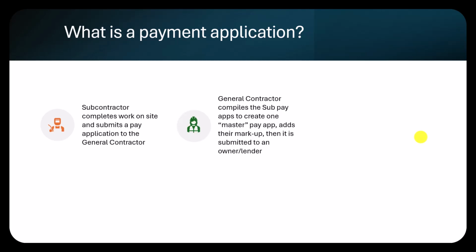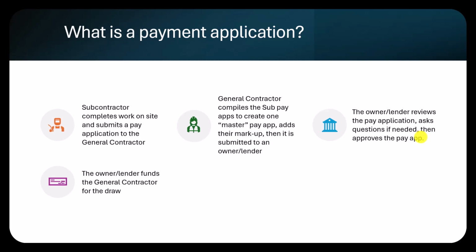That general contractor is then going to take that subcontractor's pay application as well as all of the other pay applications from all of the other subcontractors and compile the master pay application. That one will also include their markup and any indirect costs, which we'll talk about in a second as well. And then they're going to submit that to the owner or lender. The owner or lender will then review the pay application and all of the subcontractor pay applications, ask any questions, and then approve the whole package. Once everything is approved, it will then get funded. So the funding will then go back to the general contractor, who will then pay the subcontractors.